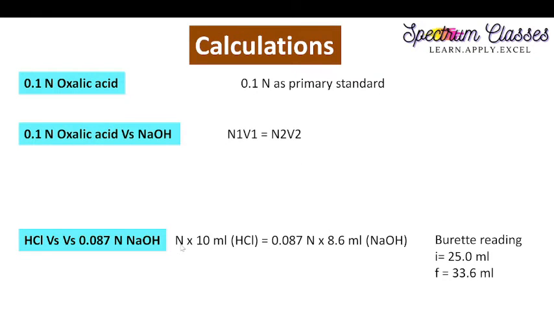So normality of HCl we don't know, we are going to calculate it. 10 ml of this HCl I have taken in the conical flask, and against this 10 ml, 8.6 ml of NaOH is consumed, and the normality of NaOH is what we have calculated from the previous titration, right? So on solving this I will get normality of HCl equal to 0.075 normal. So since we have prepared 0.1 normal NaOH as well as 0.1 normal HCl, their normality is something different which we have calculated.